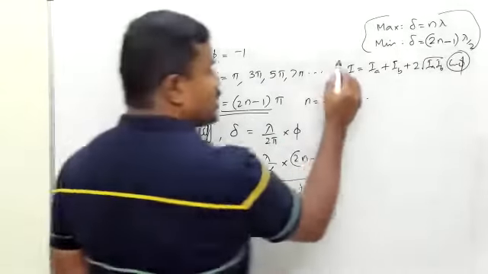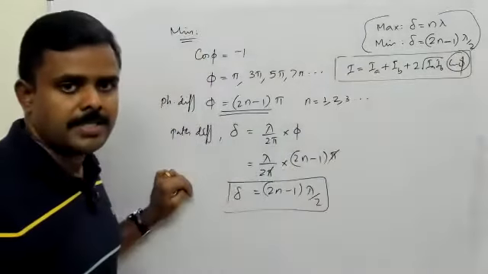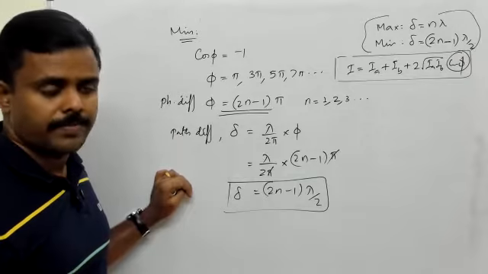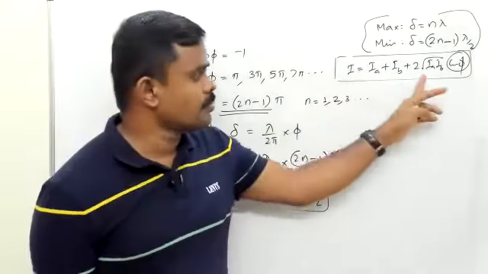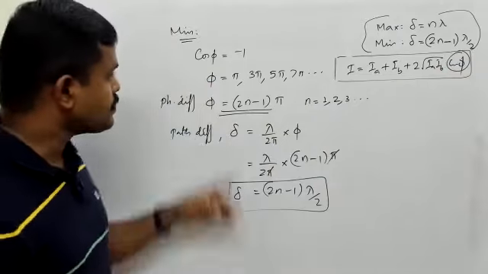This is our base equation. The resultant intensity is given by this equation: I is equal to IA plus IB plus 2 root IA IB cos phi. That is the equation for resultant intensity.